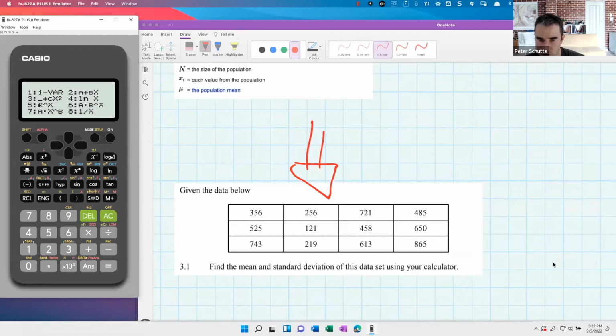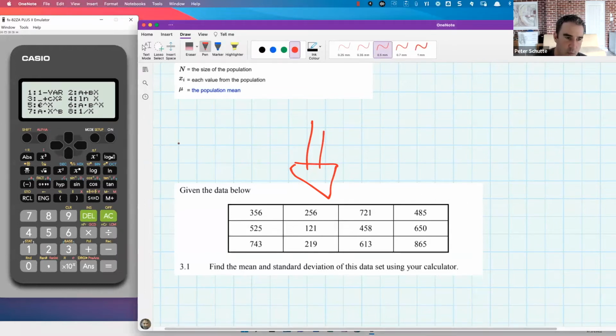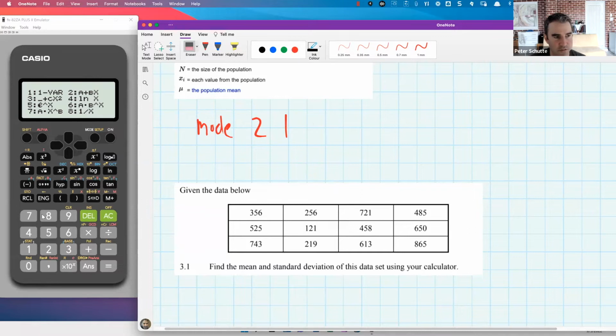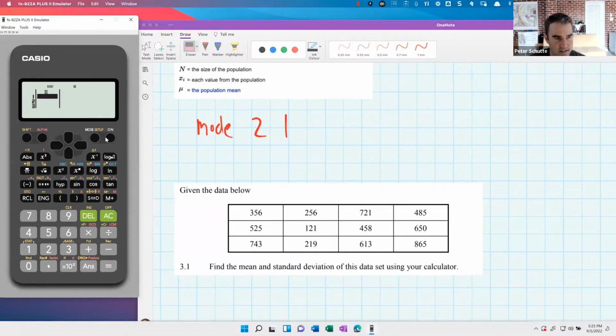Okay, then what you're going to do, but let's actually write this down as we go. So step 1 was mode, then we went 2, and then we're going to hit 1. And what 1 does is it takes us to var or variance, but essentially it allows us to put a data set into my calculator.